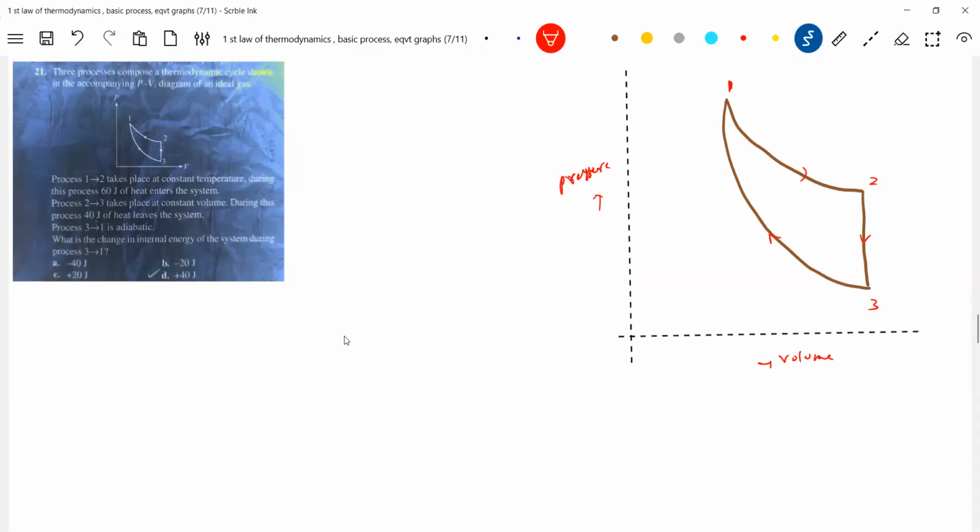Okay, let's get into this one. 1-2 is at constant temperature. So will this be an isothermal process? Yes. During the process, 60 joules of heat enters the system. So Q12 will be 60 joules. What is 2-3? It takes place at constant volume, so this is isochoric. And during this process, 40 joules of heat will leave the system. Q23.